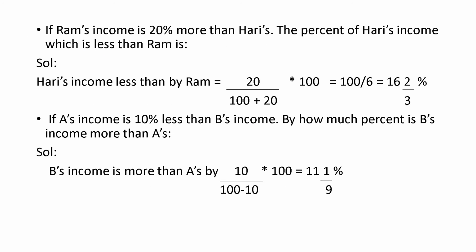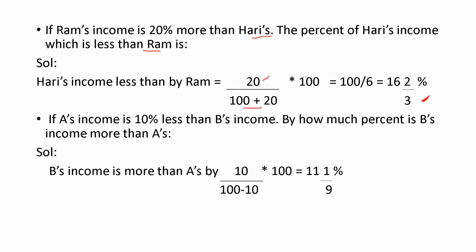This is also the same type which we have discussed just now. If Ram's income is 20% more than Hari's, the percentage by which Hari's income is less than Ram's is asked. So 20% more than Hari, that is 20 by 100 plus 20, into 100. So the answer is 16 and 2 by 3%.